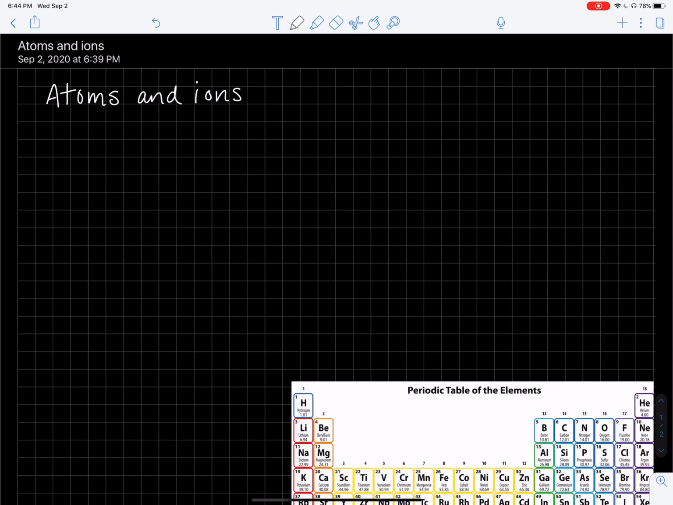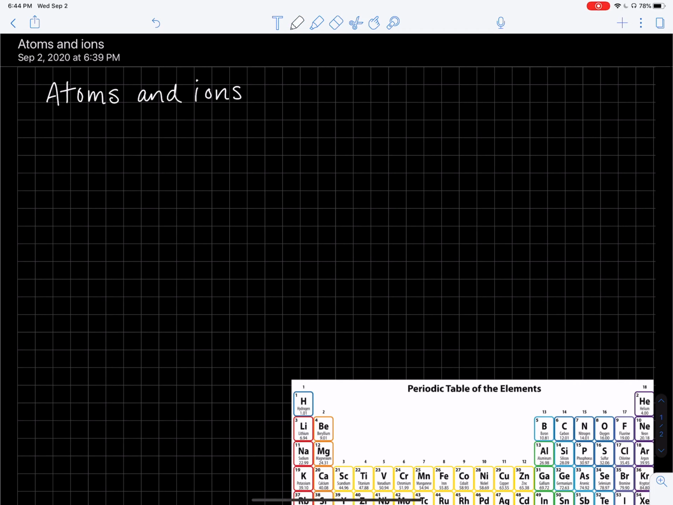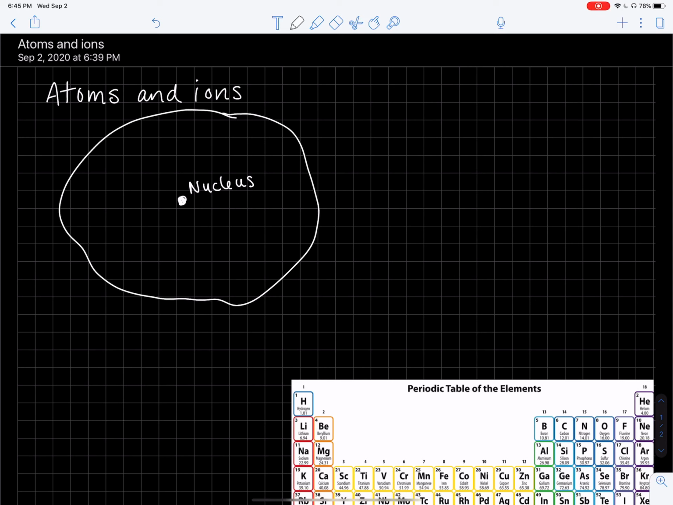An atom, as you probably know, is the basic building block of matter, and it consists of a very small nucleus surrounded by a much larger cloud of electrons. And in fact, I haven't drawn this to scale. If I drew it to scale, you wouldn't even be able to see the nucleus.